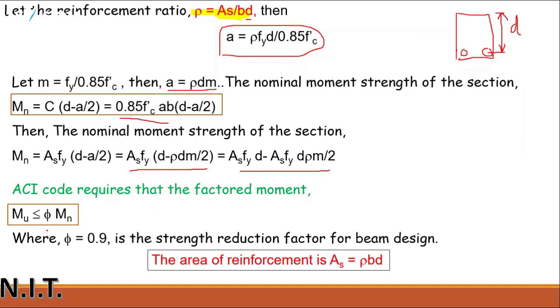The ACI code requires that the factored moment should be less than or equal to phi Mn, where Mu is the factored moment, Mn is the nominal moment which can be calculated by this formula, and phi is the strength reduction factor. In case of a beam, which is a tension control member, we need to use phi equals 0.9. The area of steel equals rho b d. We will also use this formula in our beam calculation.